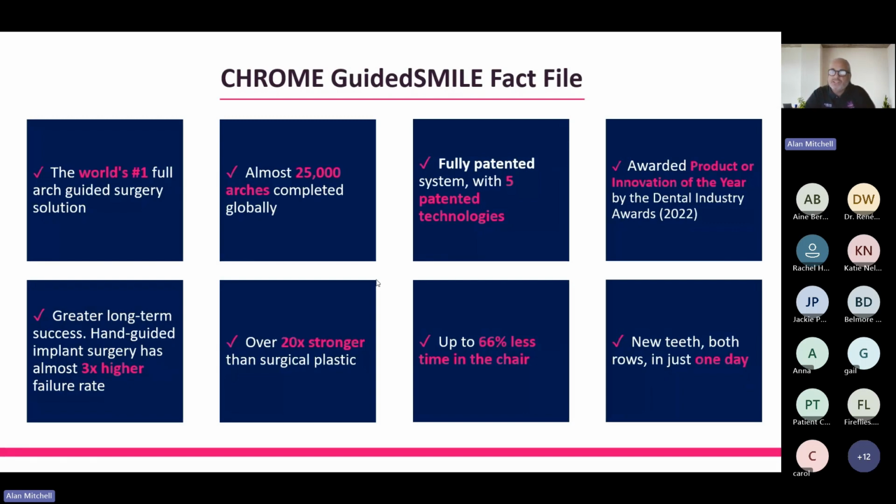If we look at other systems that are potentially out there, where someone's gone away and maybe sought a cheaper alternative, we can talk about the fact that we have 25,000 arches that have been completed globally. We can draw on that information, and we know that we're ahead of the game. And obviously we've got greater long-term success because we've planned and we're using guides to place our implants. So this is a pretty good little page to print off and have at the front desk for you.